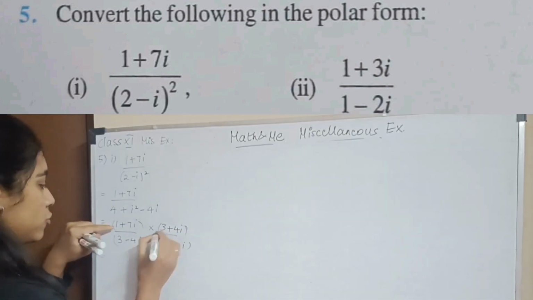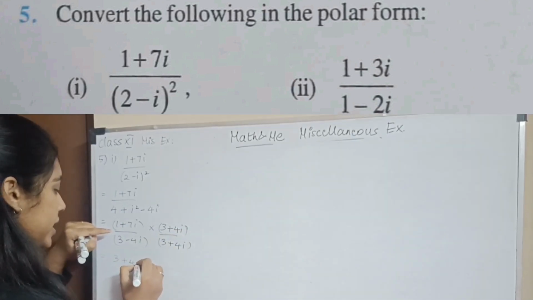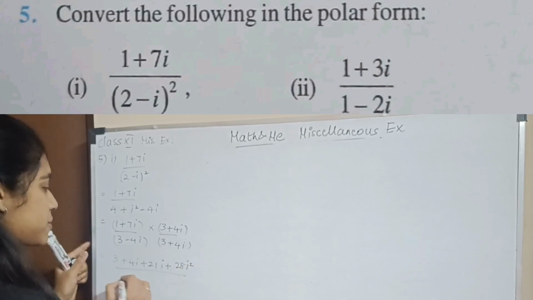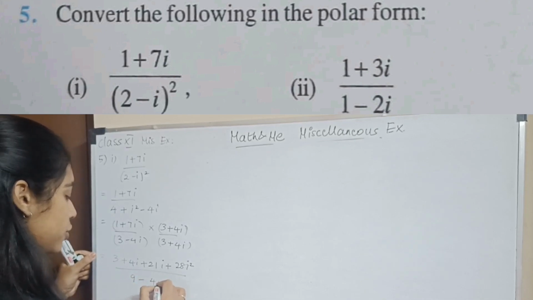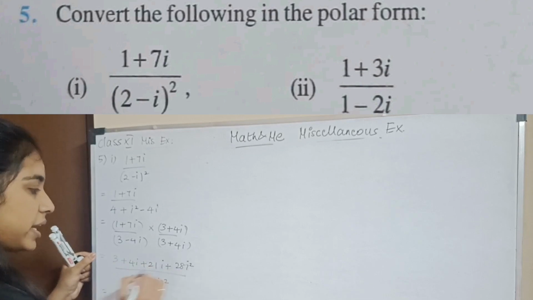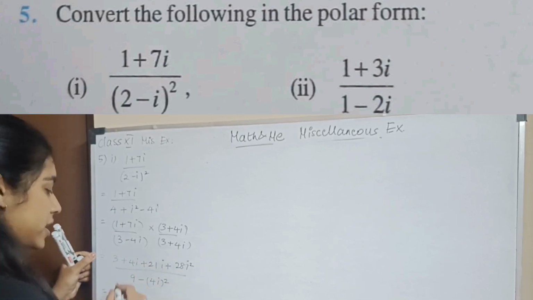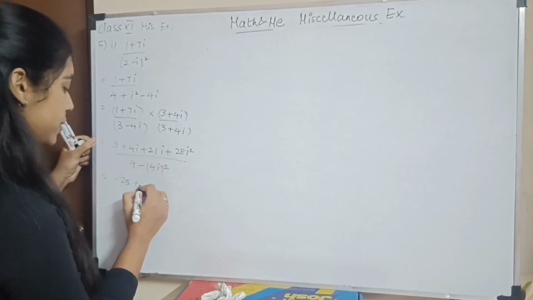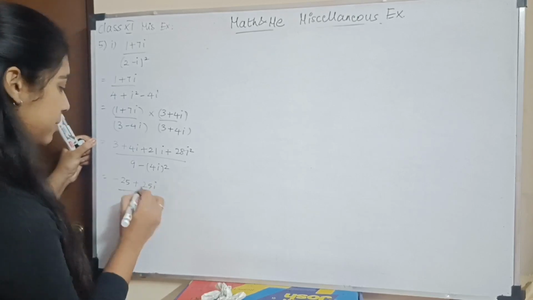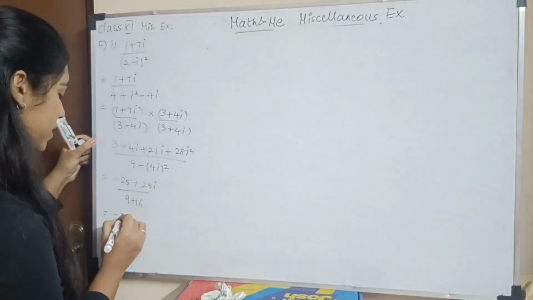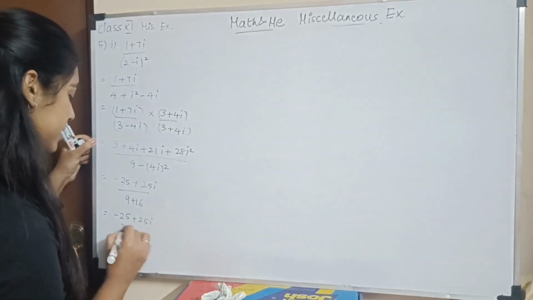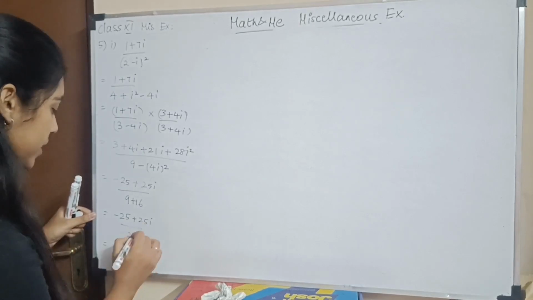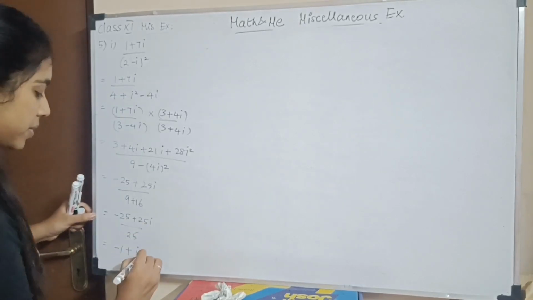So when I multiply each and every term, 1 into 3 is 3 plus 4i plus 21i plus 28i square, divided by A square minus B square. So 9 minus 4i the whole square. So which is 3 minus 28, since 28i square is minus 28. 3 minus 28 is minus 25, and 4i plus 21i is 25i, divided by 9 plus 16, which is minus 25 plus 25i divided by 25. If I split it, 25 by 25 is minus 1 plus 25 by 25 is 1 i. So it is minus 1 plus i is my z.